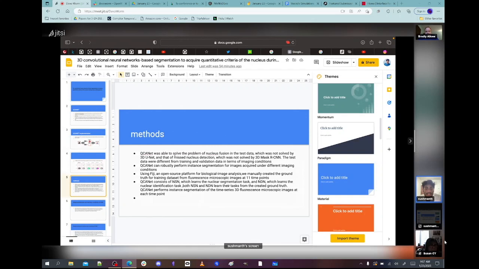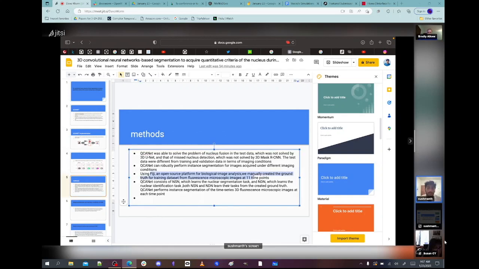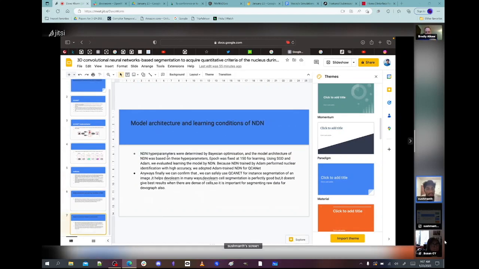Here I mentioned that using the Fiji open source platform, they found the ground truth of fluorescence images at 11 time points. And QCANet consists of what I told you, NSN and NDN. For the model architecture of NSN and NDN, they mention in the paper that NSN hyperparameters were determined by Bayesian optimization. It is completely a coding part which we can handle. And this is part of NDN actually.